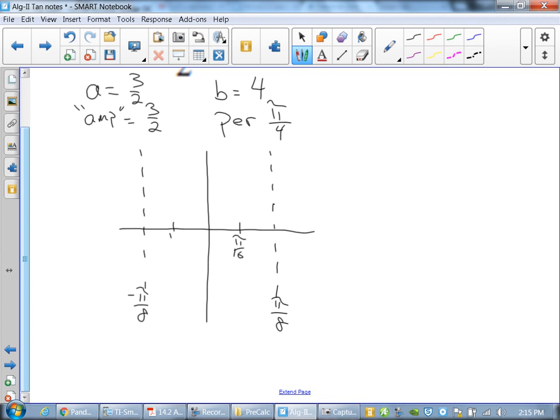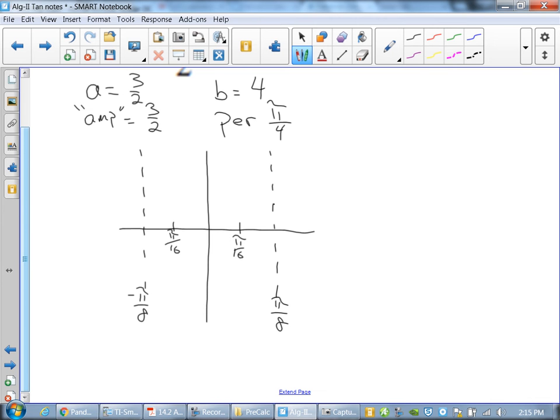What's half of an 8? Okay. Our period is pi over 4. The asymptotes will be placed at plus or minus 1/2 of your period. Because remember, the tangent always goes through the origin, so 1/2 the graph is on the positive, 1/2 is on the negative. So half of a fourth is an eighth.